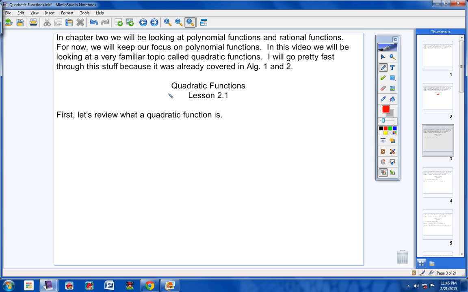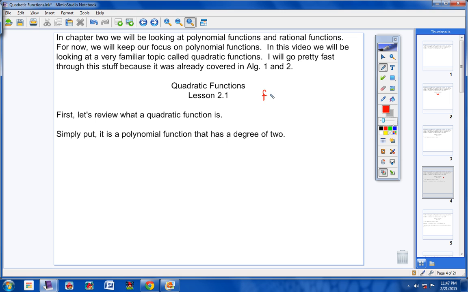First, let's review what a quadratic function is, okay? Now, simply put, it is a polynomial function that has a degree of 2. For example, in case you've forgotten what degree is, it's the highest exponent of your variables.